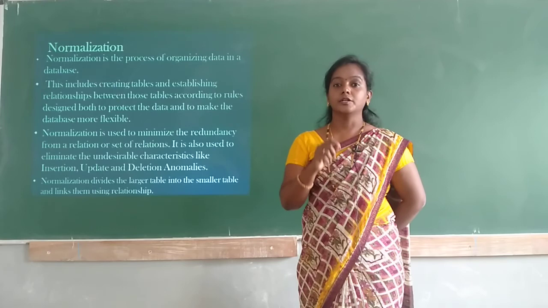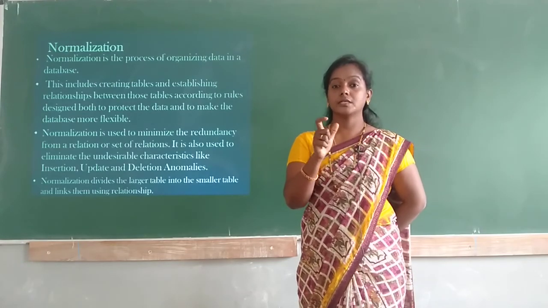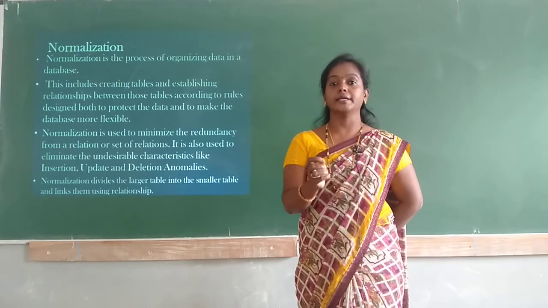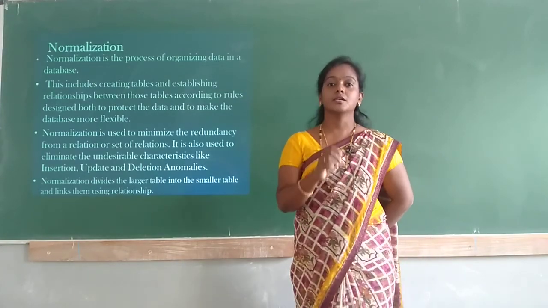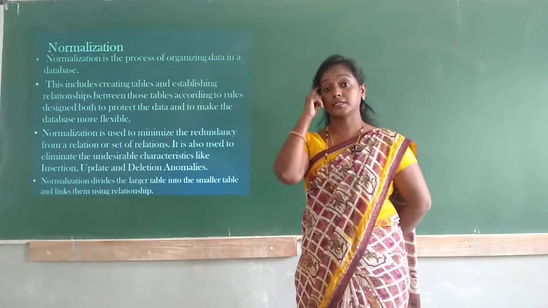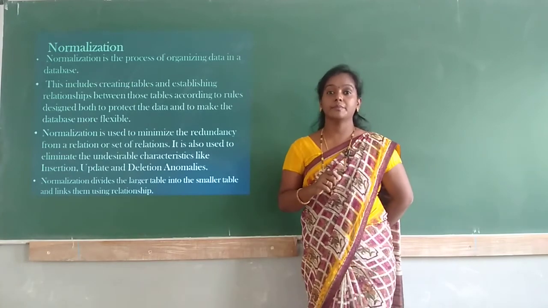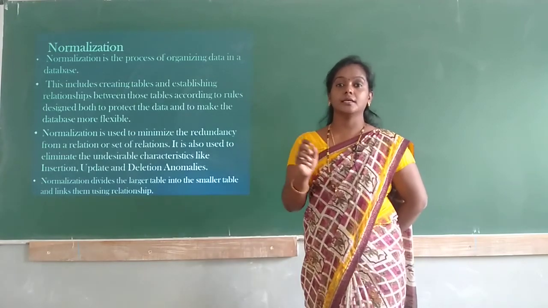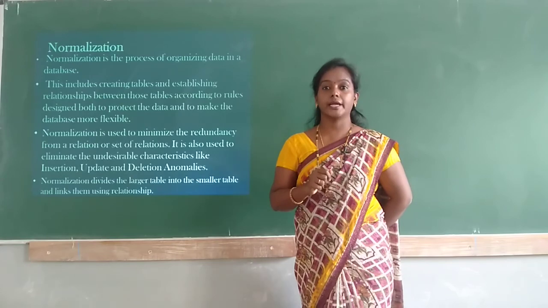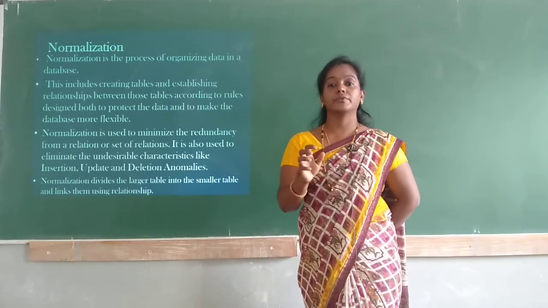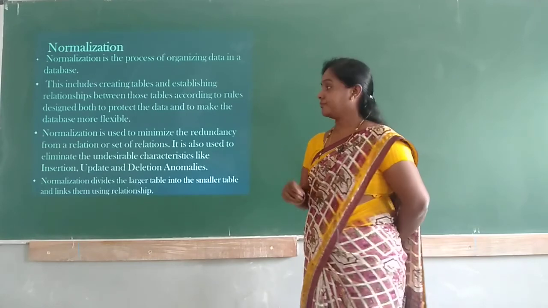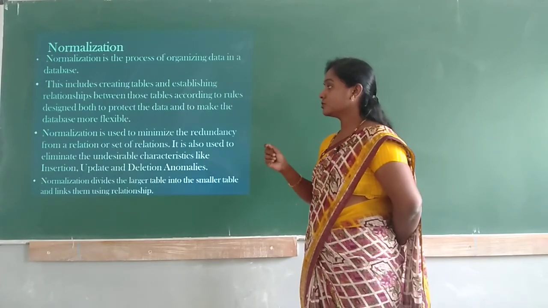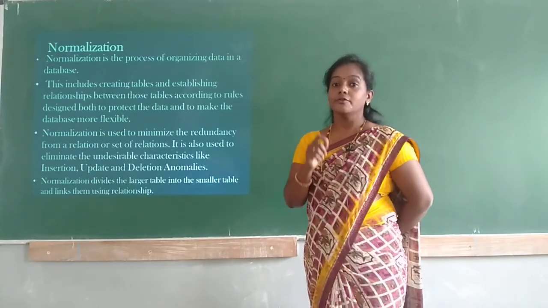It is designed to protect the data, which is the main important feature of DBMS, and make the database more flexible. What is this flexibility? Flexibility means anybody can use the data. Using different views we can use the data. So that is flexibility. Normalization is used to minimize the redundancy from a relation.